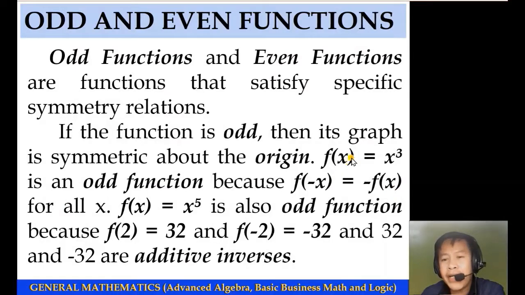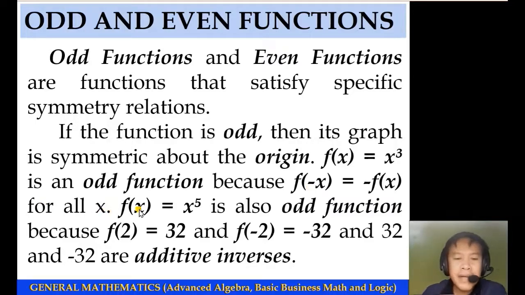Then, if we add x and its additive inverse, which is negative x, the result is also equal to 0. Now, if two numbers being added result in 0, these two numbers are said to be additive inverses of each other.